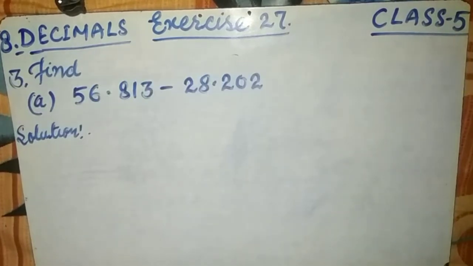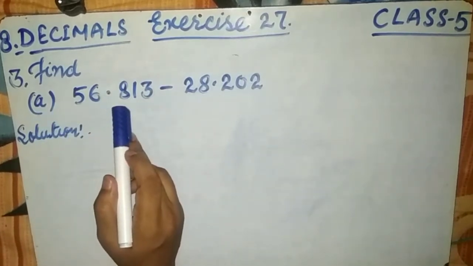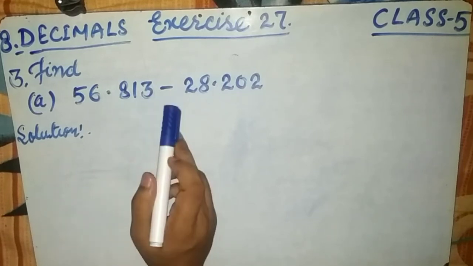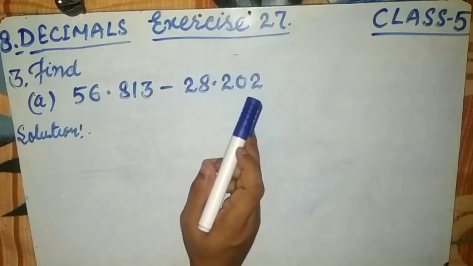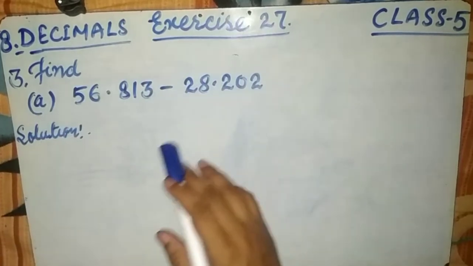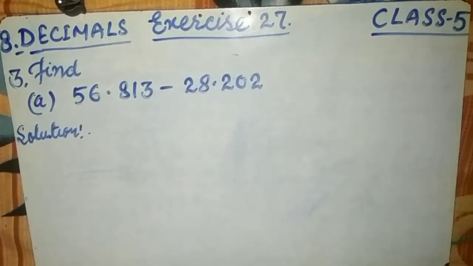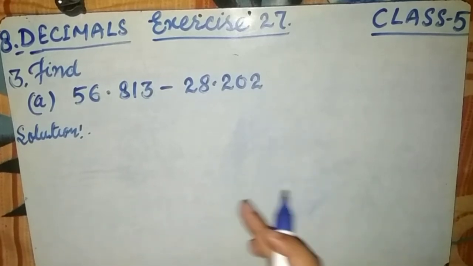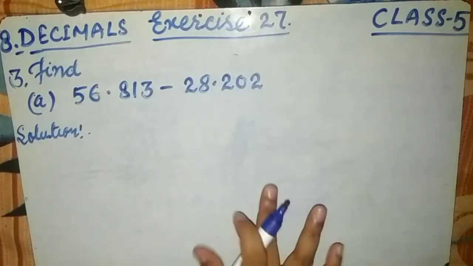Now students, see question number 3. Find 56.813 minus 28.202. Now friends, in order to subtract two decimal fractions, first minus second, how to subtract? It's very simple. First of all, change all the decimal fractions into like decimal fractions.